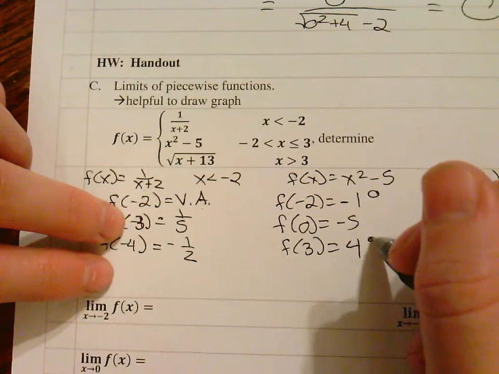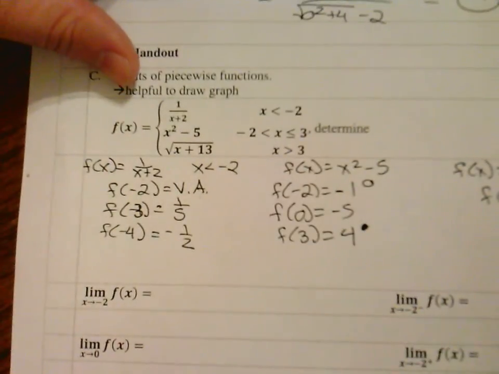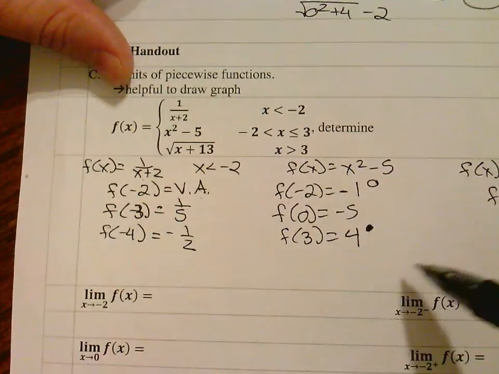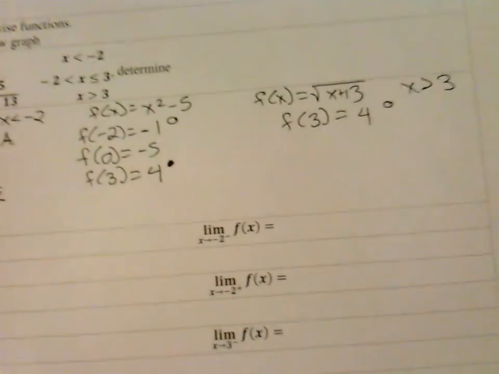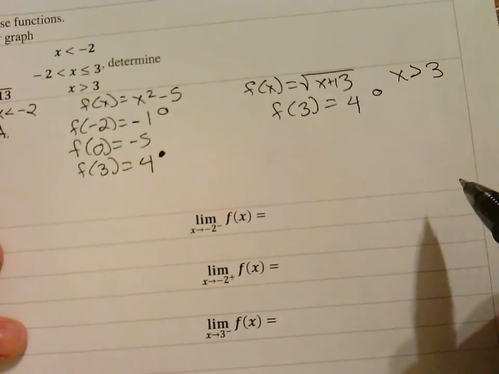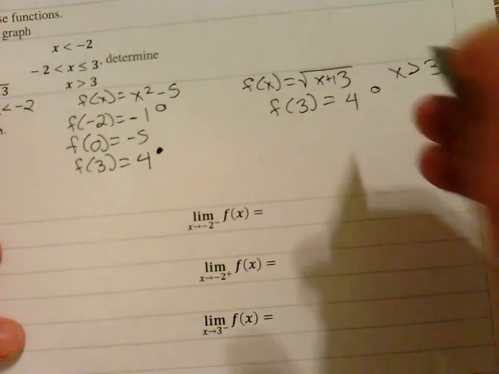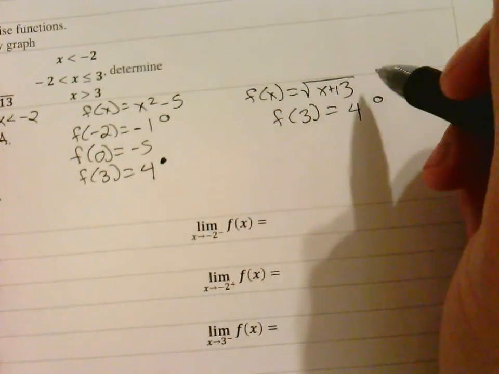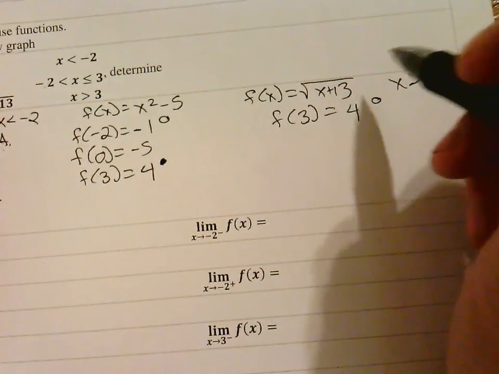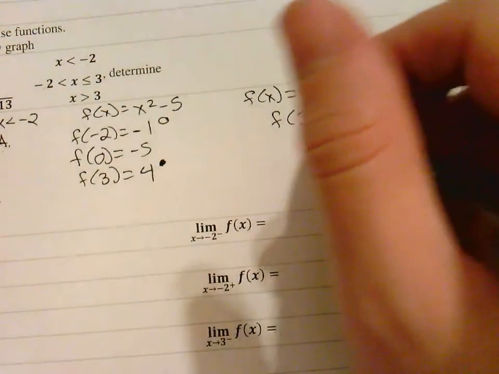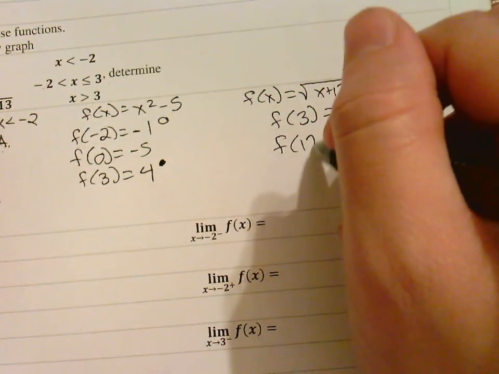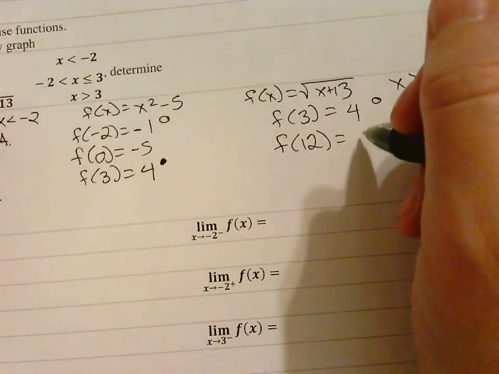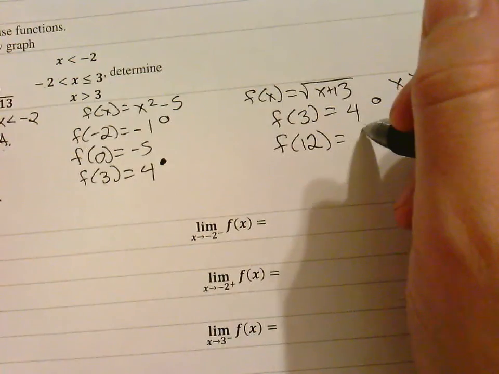Oh, I forgot, this is the equal to, so that point is going to be filled in. All the points in between are filled in. It's just the endpoints of the piecewise that you have to be careful of. So f of 3 equals 4, and then what's going to get 25? 12. So that's going to be 5.